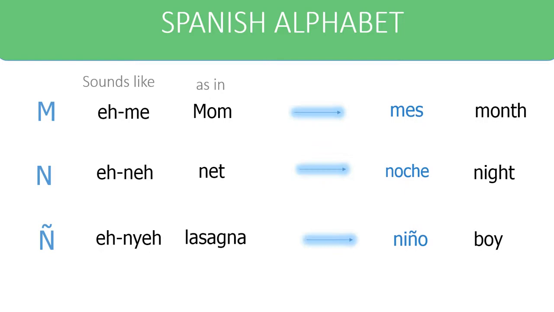So let's recall these letters. We have M, N, and ñ. Alright, it's time to remember the letters that we have learned so far. So let's start. A, B, C, D, E, F, G, H, I, J, K, L, M, N, ñ. Right, one more time.